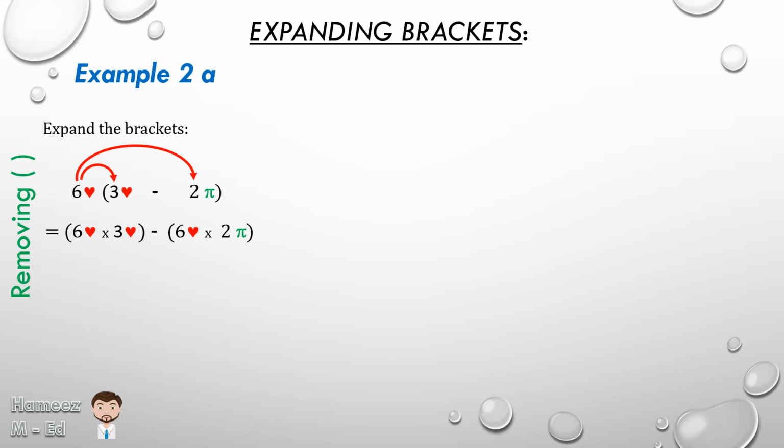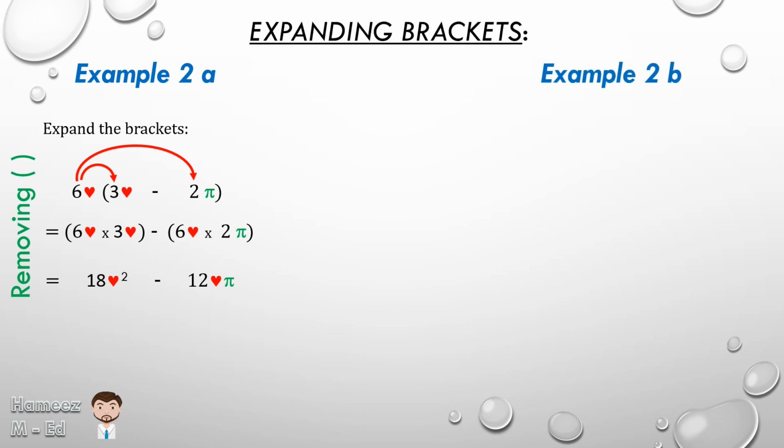And this now will give us 6 times 3 is equal to 18. Heart times heart is heart squared, minus 6 2s are 12, heart pi. And we have removed the brackets. The question has been completed. Let's look at another example.